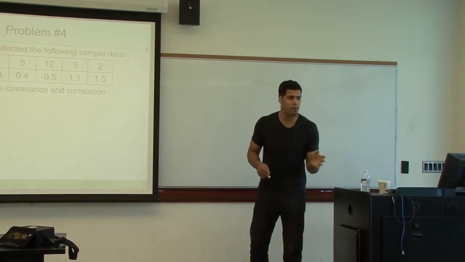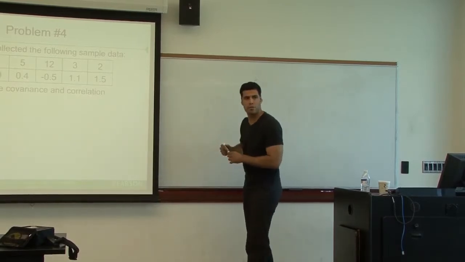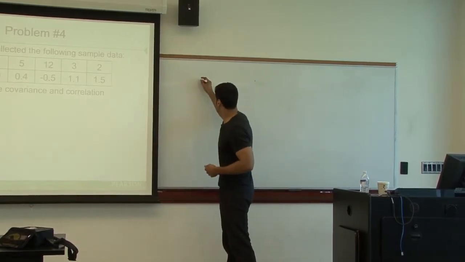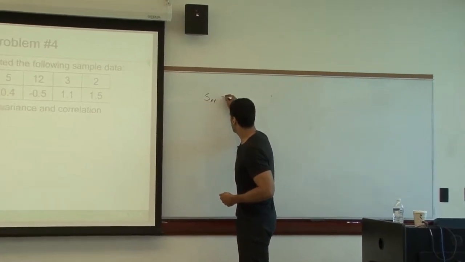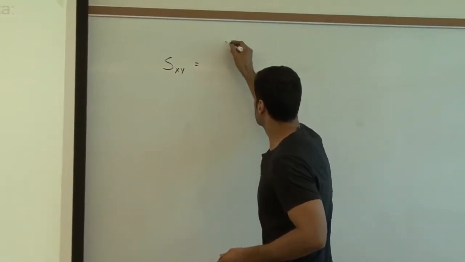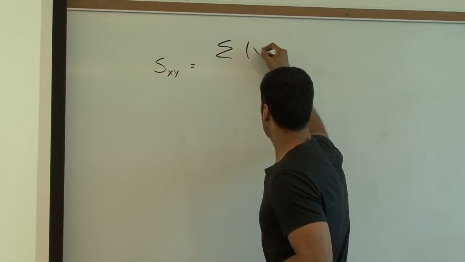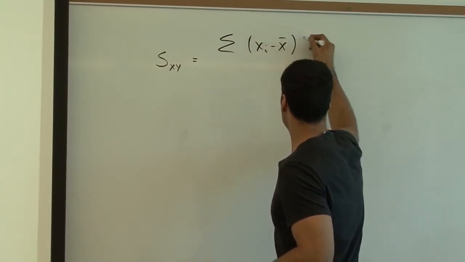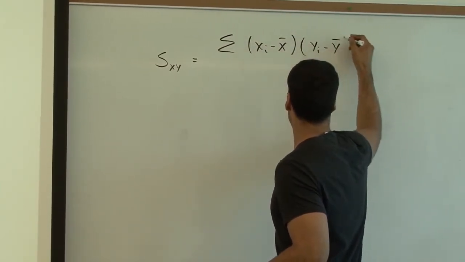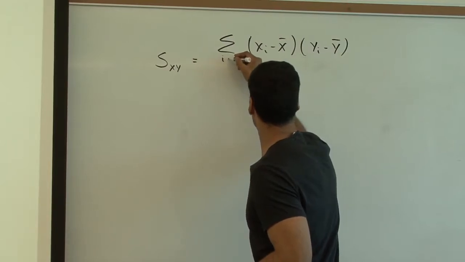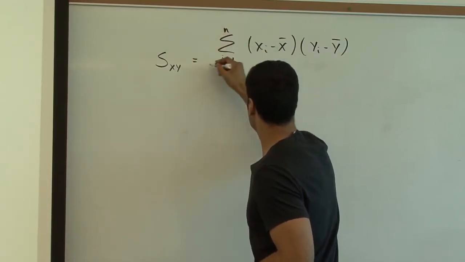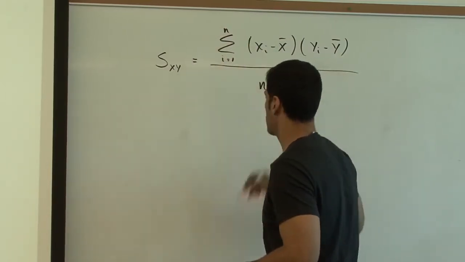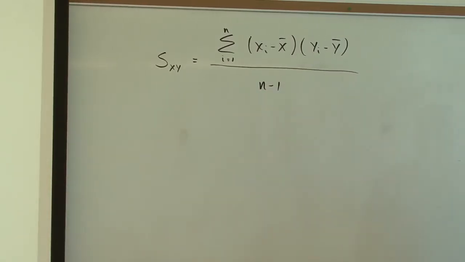What I'm going to do is I'm going to use the sample formula, and I'm going to write it out here so you remember it. S XY equals the sum of xi minus x bar times yi minus y bar, from i equals 1, divided by n minus 1. I don't have an example, do I? Hold on one second.